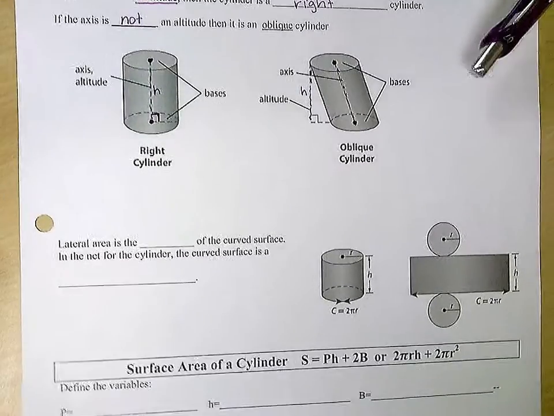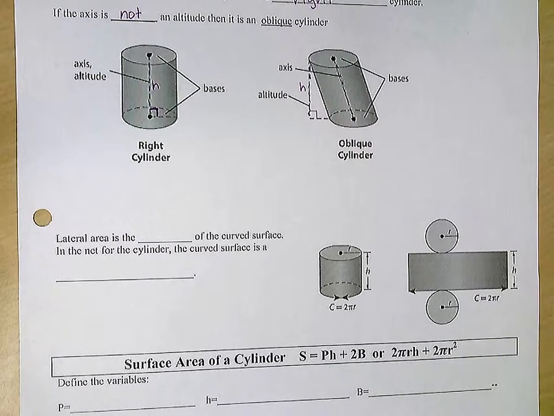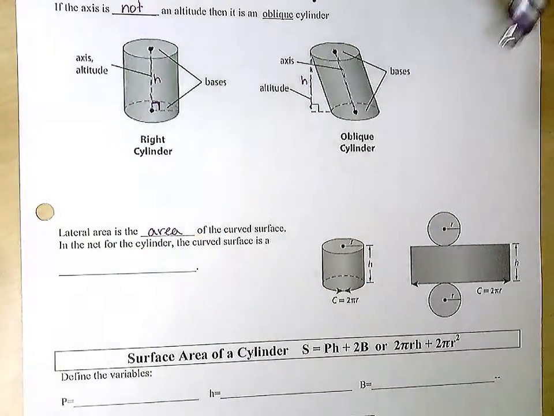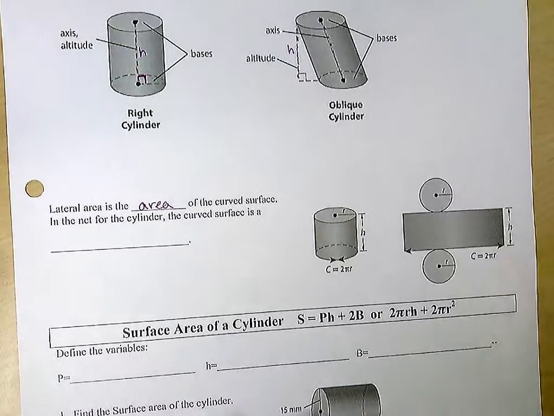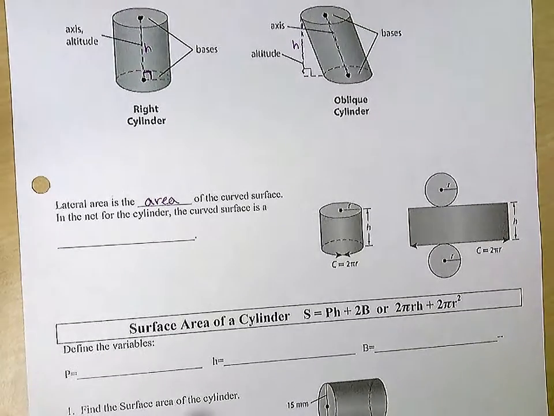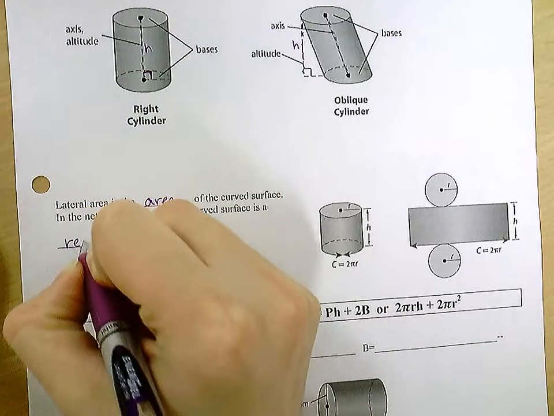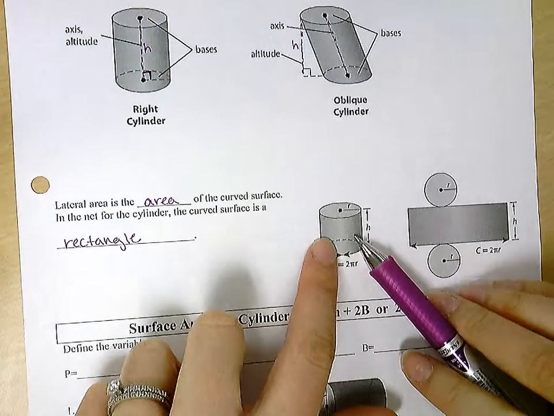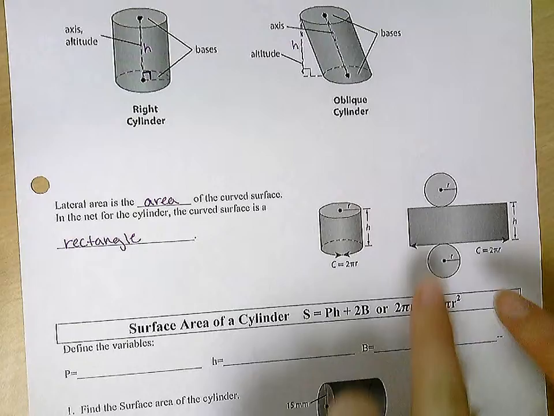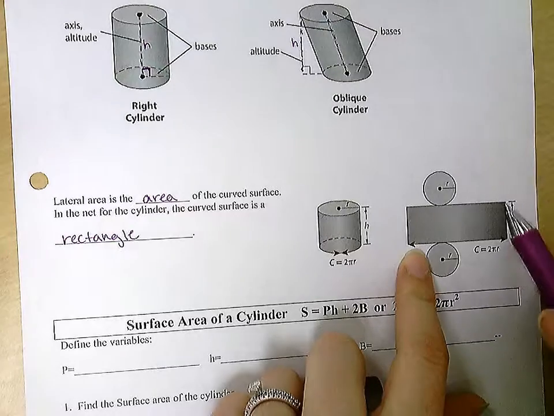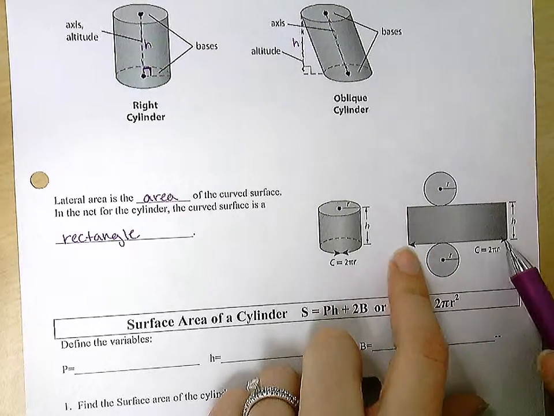So just like on Friday, we're going to go over lateral area and surface area. The lateral area is the area of the curved surface around a cylinder. So that curved surface around the outside is your lateral area. In the net for a cylinder, the curved surface is a rectangle. If I were to lay this out flat and unravel it, your lateral area around it would create this rectangle here. So you have your height and then the circumference around that circle.